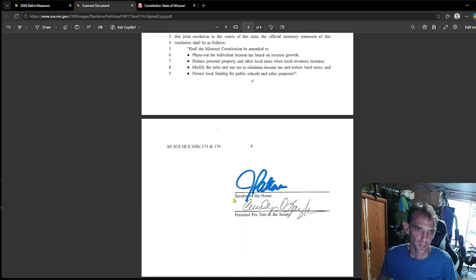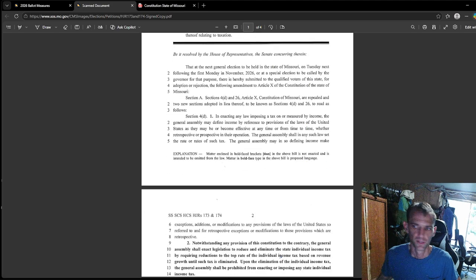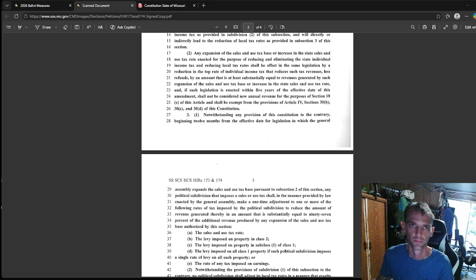And we have it signed here by the Speaker of the House and the President pro tem of the Senate. Okay, now let's look at what this is changing.